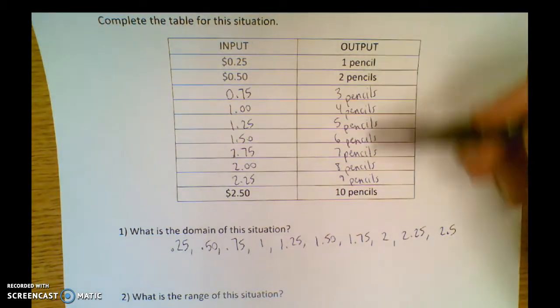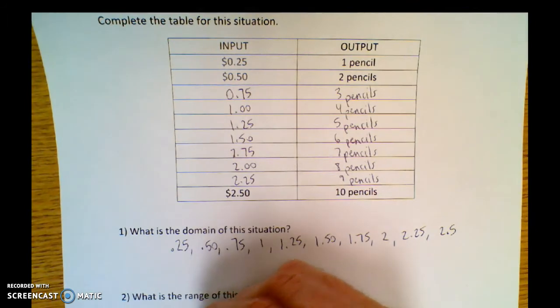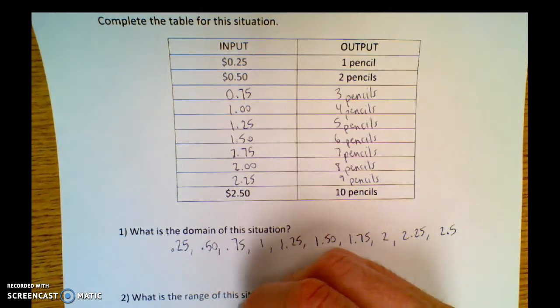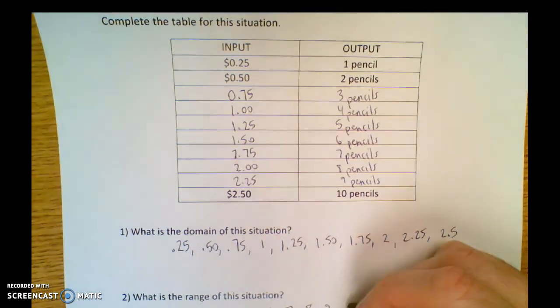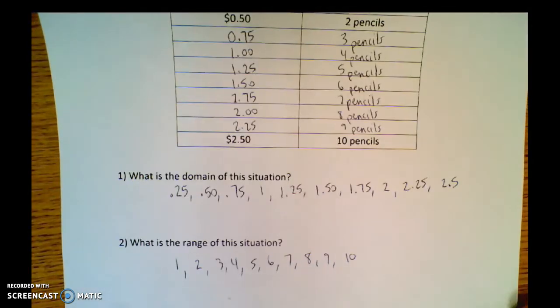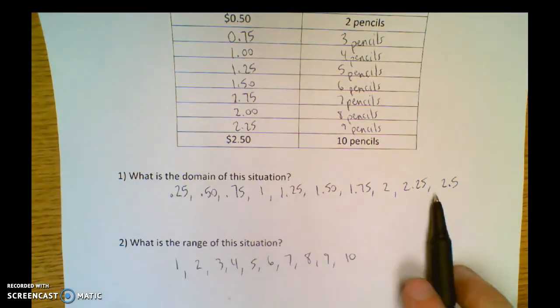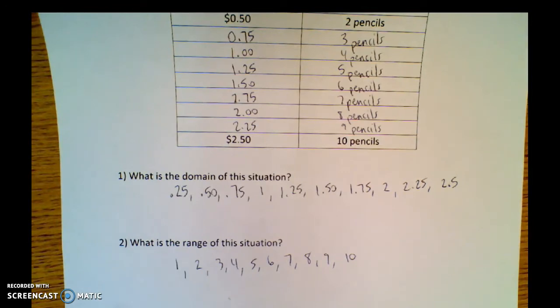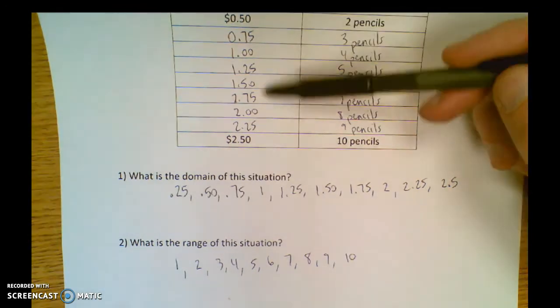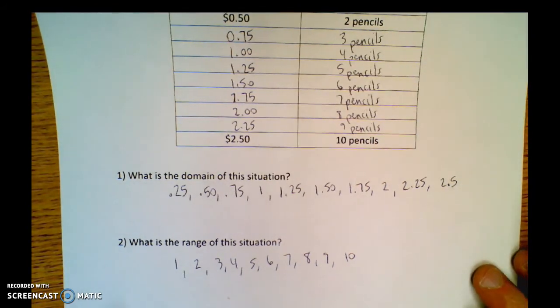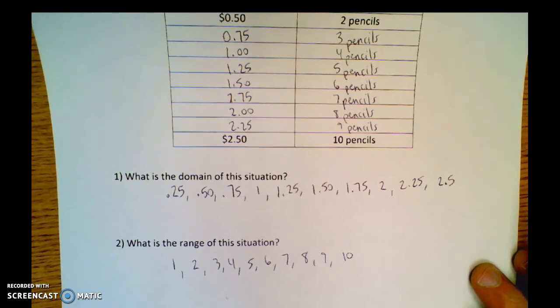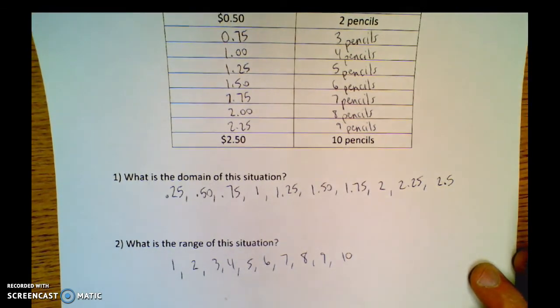The range is the outputs, so I can get 1 pencil, 2, 3, 4, 5, 6, 7, 8, 9, 10. Writing the domain and the range, you write them in order from smallest to greatest, and then you just list the values that are within each of them. So my domain is all of my x or input values, and my range is all of my output or y values. So let's take a look at some of the problems we've seen and see if we can identify the domain and the range.